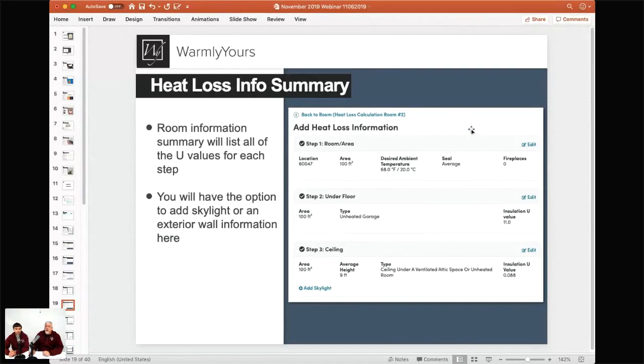And the good thing is it lets you edit over here too. There's an edit button that you can use to change any of this information. Yeah. If you go and look at it, it's like, oh boy, I forgot to do this. Then boom, there you go. The ceiling, I forgot to add the skylight.